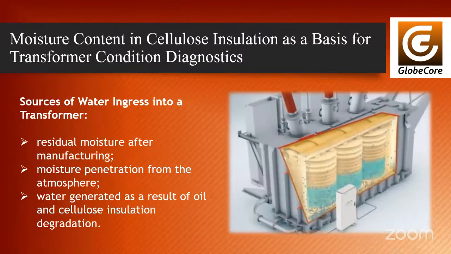There are three main ways water can get into a transformer. First, leftover water after production. It is impossible to remove all water from paper insulation. Even after drying, the paper keeps about 0.5 to 1% of moisture.